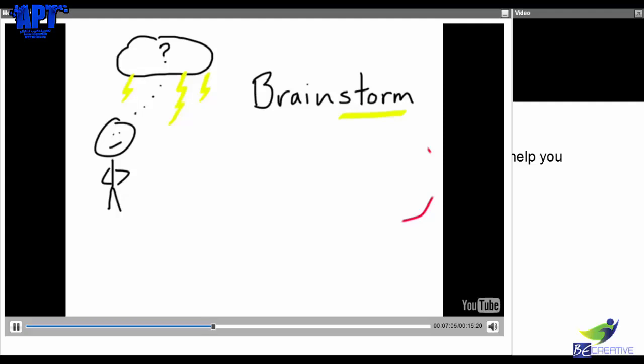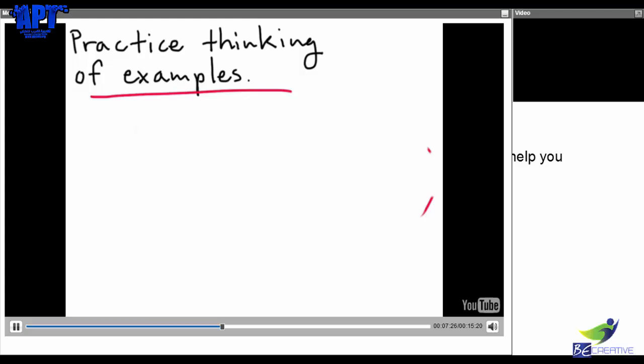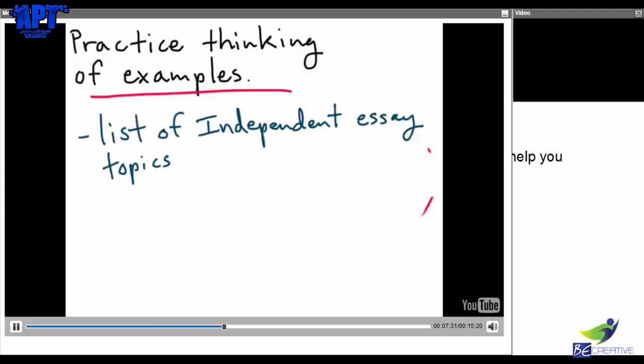What I'm talking about is a very specific exercise where you take a list of writing topics and you brainstorm, in the sense where you're only thinking of ideas quickly. That's the idea of a brainstorm. It's to think of ideas quickly without worrying if they're right or wrong. So how do we do this? Well, practice thinking of examples. You need a list of independent essay topics.